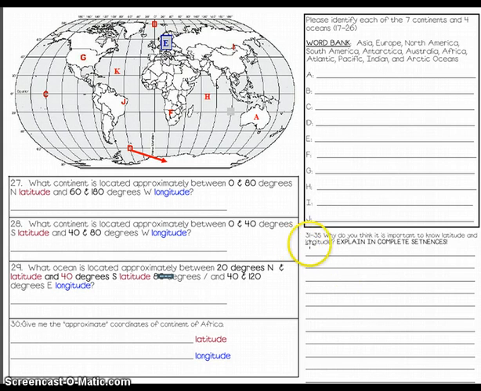And then finally, 31 to 35. Why do you think it is important to know latitude and longitude? Explain in complete sentences. This is really worth like 5 points. Complete sentences. Why do you think it's important? All right, make sure you double check your work, go back and view the recording, ask questions when you need to. Good job. Thank you.